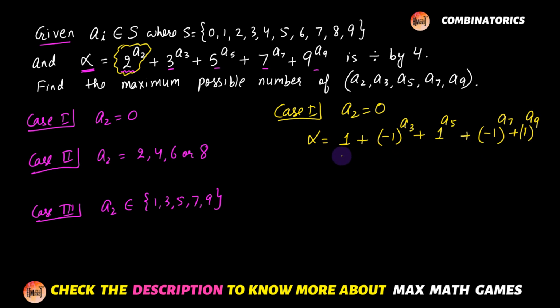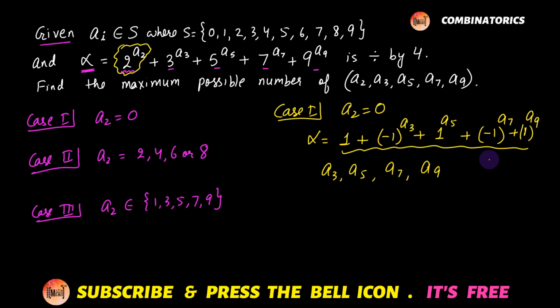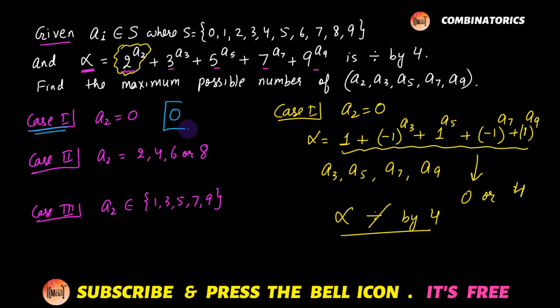Now whatever may be the values of A3, A5, A7 and A9, this expression can neither become equal to 0 nor can it become equal to 4, and hence alpha in this case will not be divisible by 4, and hence for case number 1 the answer will be equal to 0. Okay, now let us move on to case number 2.